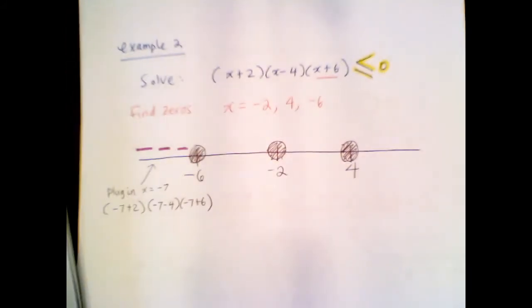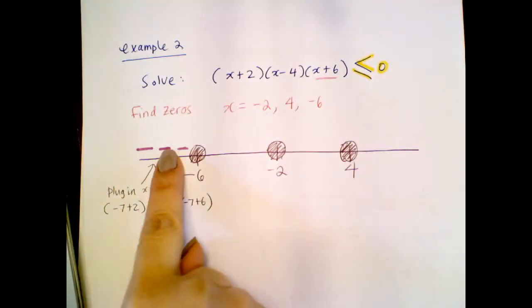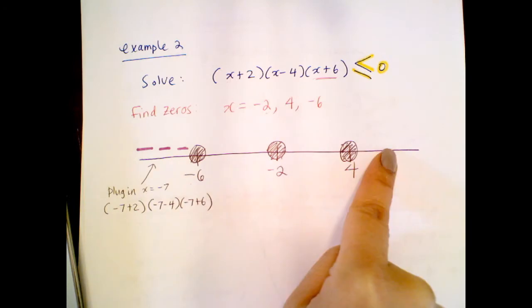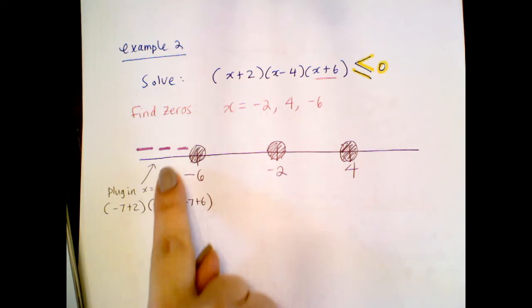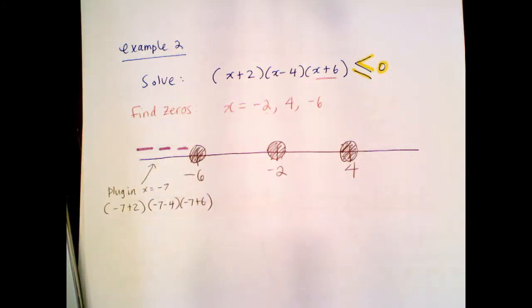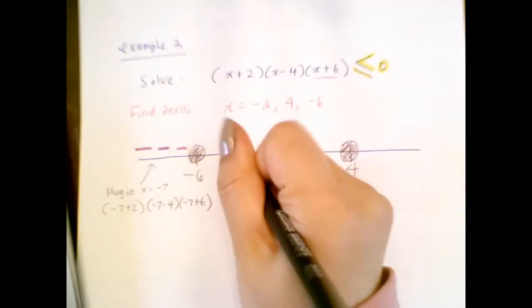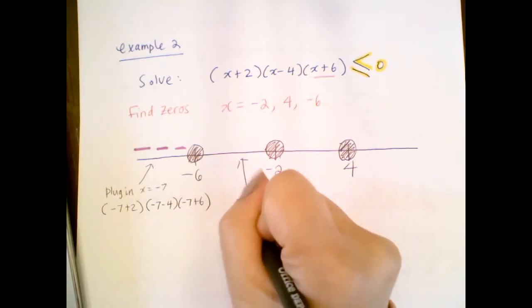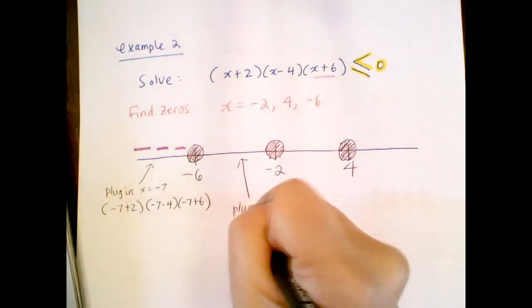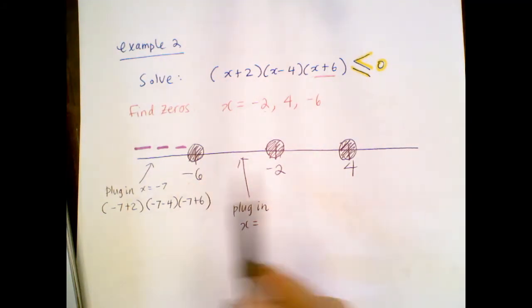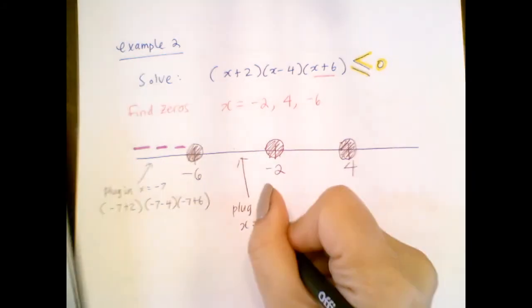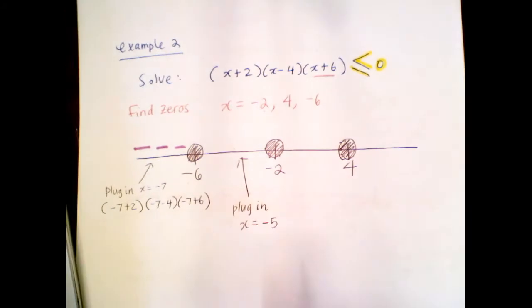Let's test all of them. But you already know this will be negative, positive, because the multiplicities are all 1, odd multiplicity. Therefore, they're going to cross. But you know, it's always good to test them. Actually plug in numbers. What's a good number here? x equals anything in between negative 6 and negative 2. I'll use negative 5.